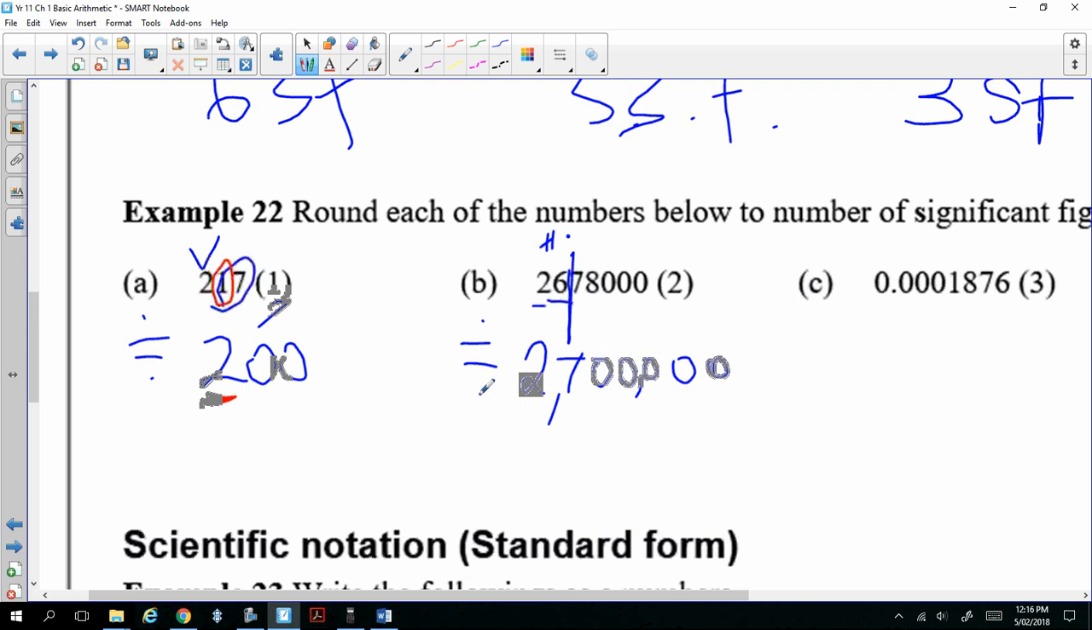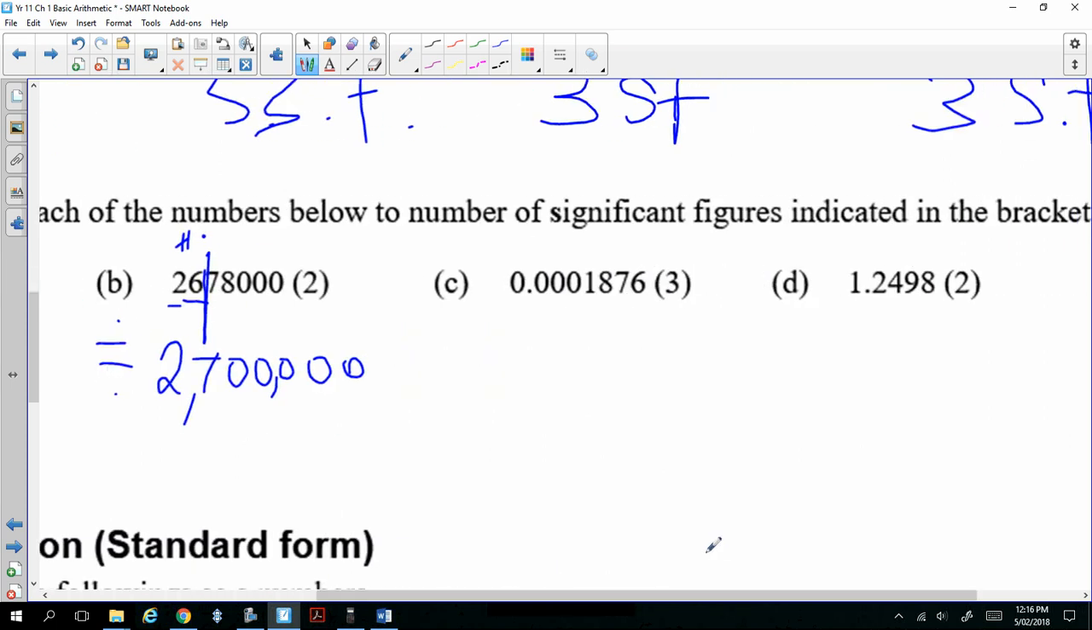Okay. All right, next one, 3 significant figures. So you count this as your first, second, third. You have to add 1. So you go 0.000188.